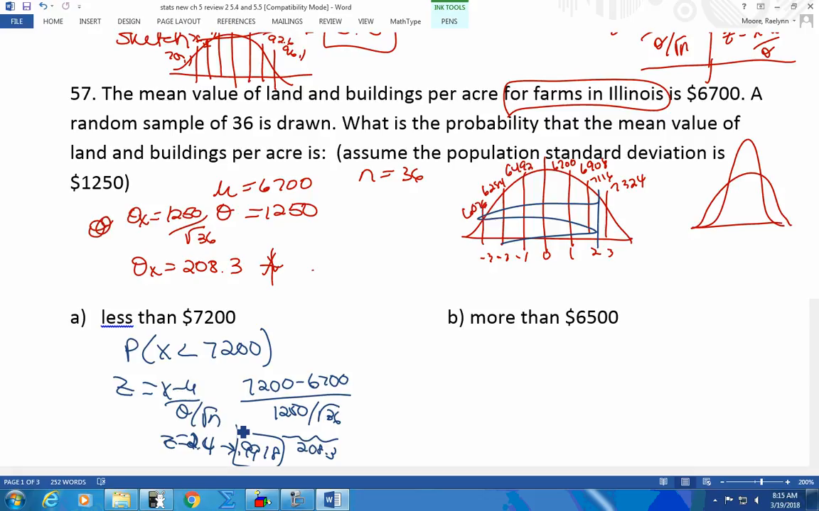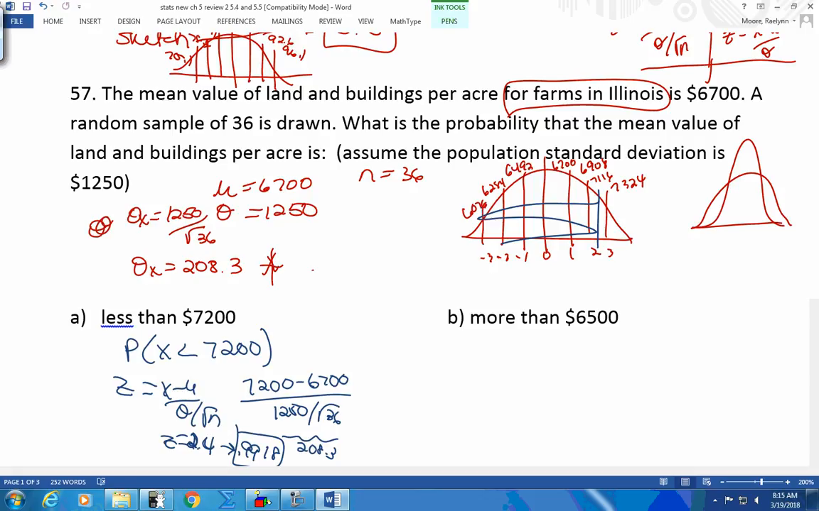If I saw that your standard deviation was not divided by the square root of 36, I would at least know you still did your lower limit, you still did your upper limit, and I'll put it in my calculator to get what you get. And you lose partial credit, not the whole thing. So be careful on that.